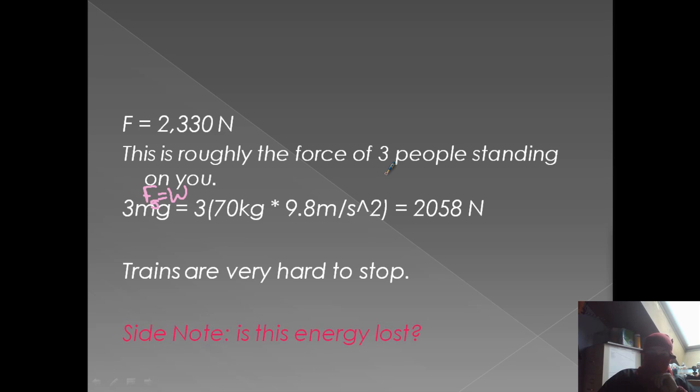So side note, is this energy lost? So where does all this energy go? That 2,330 million kilojoules of energy, like where does that go? Does it just go into the atmosphere? Does it just disappear? No, it doesn't. That energy is actually converted into other forms because energy is conserved. We'll talk more about conservation of energy in the next podcast, but that energy is never lost. Just like matter can neither be created nor destroyed, energy cannot be created nor destroyed.